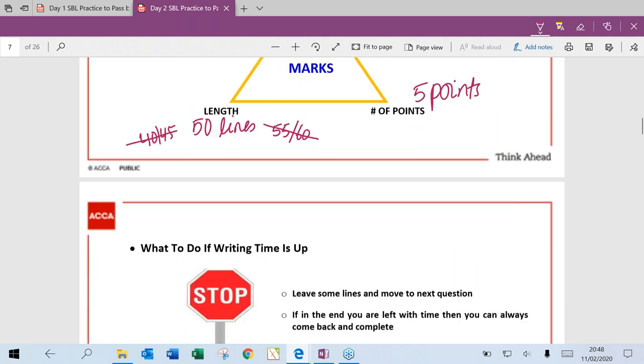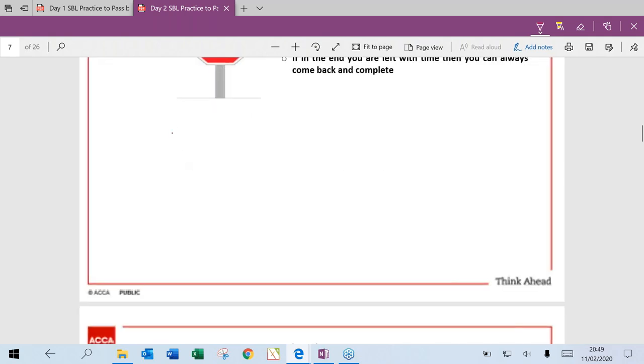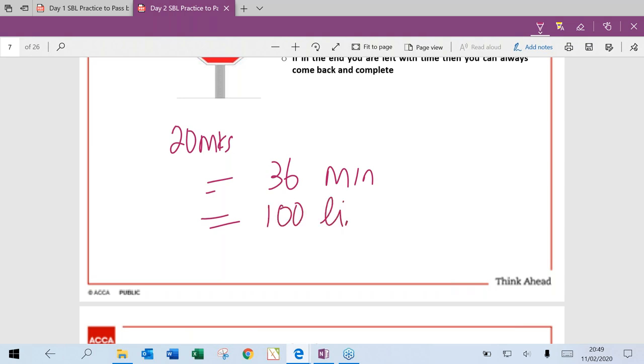Now, this is very important. What to do if the writing time is up? We allocated 36 minutes for our SFA question, which was 20 marks. We had to write how many lines? 5 times 20, 100 lines, which effectively means 3 to 4 pages of your answer sheet, and the number of points should be 10 to 12 points.